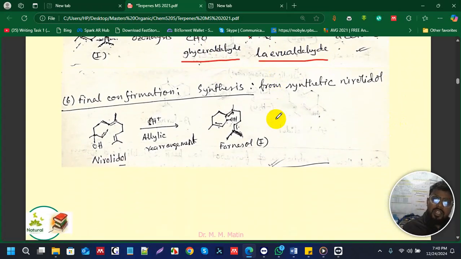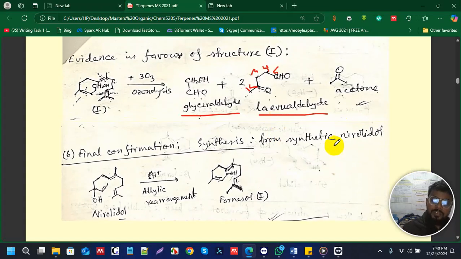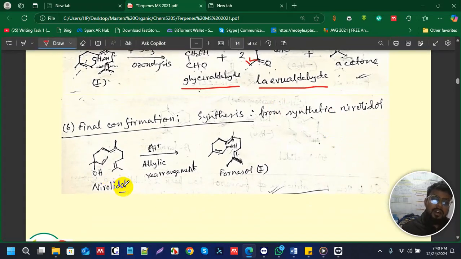In the last portion, the final confirmation, we will be able to confirm the structure of farnesol by means of synthesis. That is called nerolidol. In the presence of an acidic environment, it will follow allylic rearrangement. By means of allylic rearrangement, this double bond will shift, and this group will come here, and it will be converted into farnesol. From nerolidol, by means of allylic rearrangement, it will be converted into farnesol.